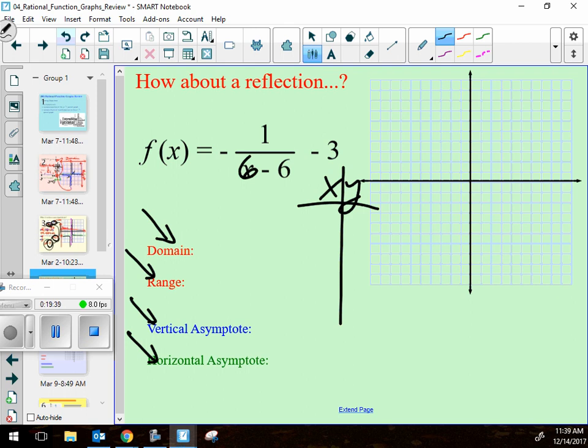Wait, 6 was a good thing. It's just that it gave us the asymptote. Wait a minute. Let me finish this thought. If x equals 6 is the asymptote, do you get, I just figured out this? Okay.